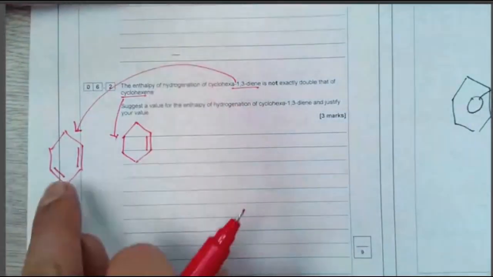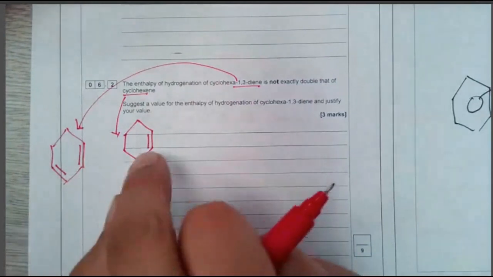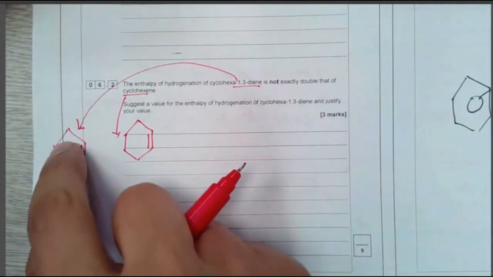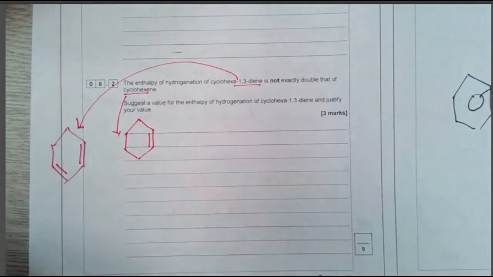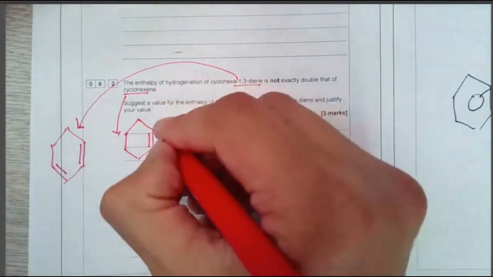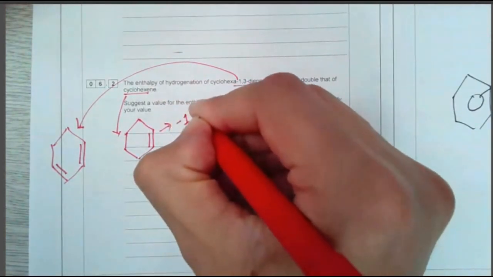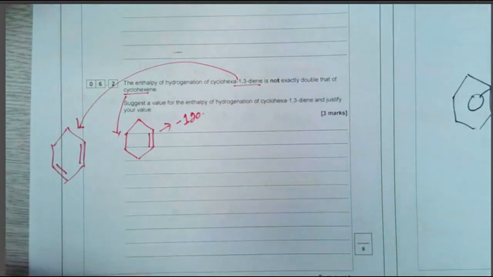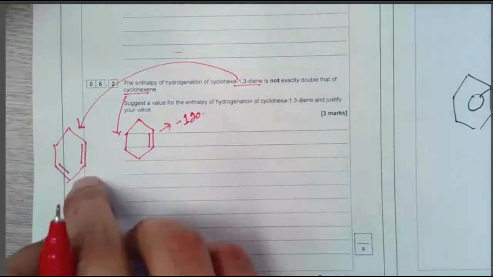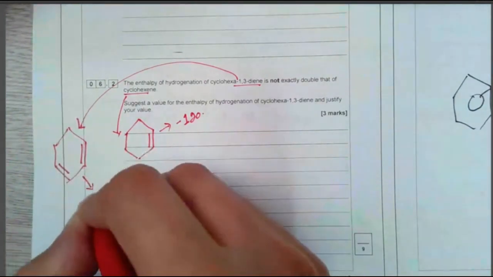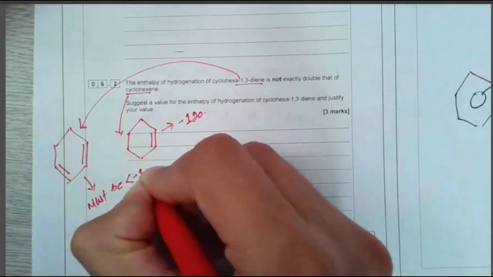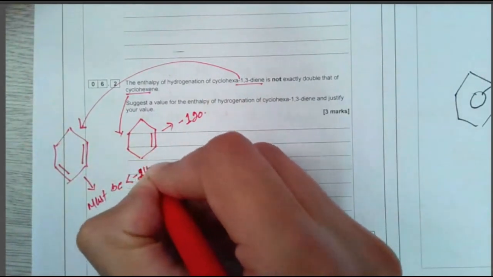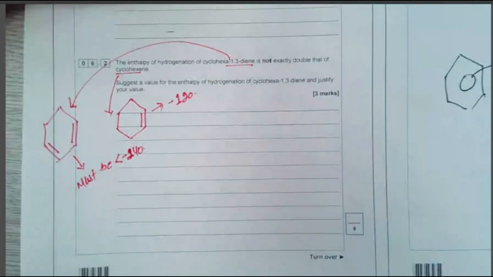Now you can see in this case what will happen. We said if you have 3 of these, then the delocalized region is formed, and because of that delocalized region, it becomes more stable. So it's just a value of enthalpy of hydrogenation. So this one will give out how much? Minus 120. It must be less than minus 240. It will give out less than 240.